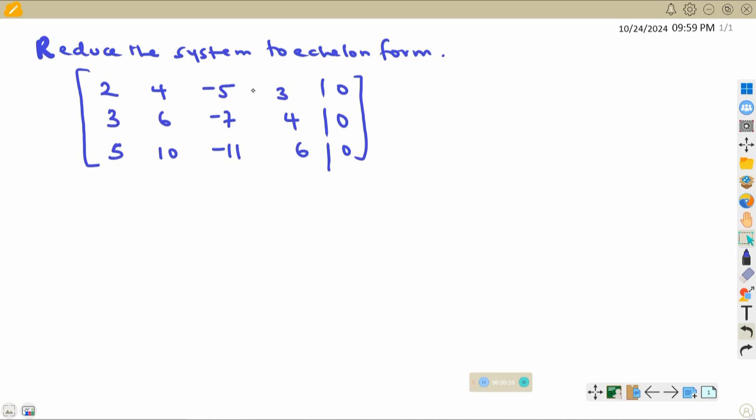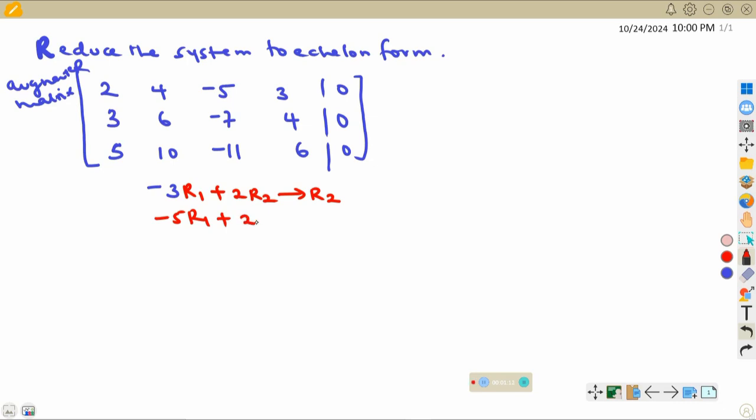From part B, this is our augmented matrix. We shall now apply row operations. We shall apply -3 in row 1 plus 2 in row 2 to give us row 2. We shall apply -5 in row 1 plus 2 in row 3 to give us row 3.